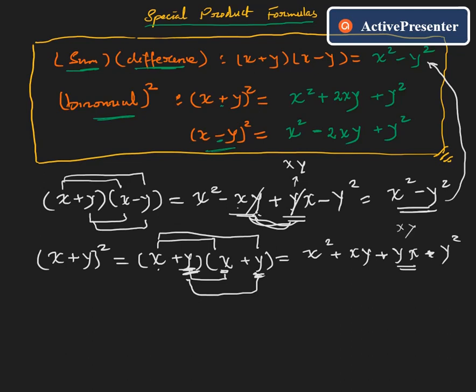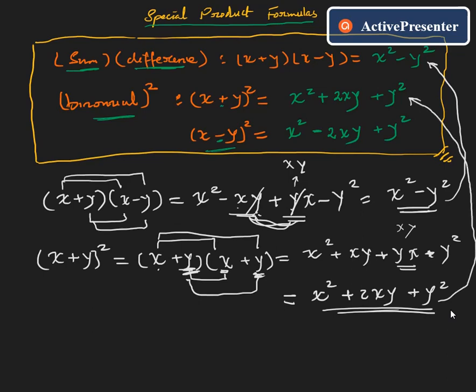This yx can be written as xy. Yx or xy is the same. Like you say 3 multiplied in 2 is 2 multiplied in 3. Okay, you remember this property of the real numbers. What is it called? It is called the commutative property. The commutative property, x multiplied in y equals y multiplied in x. So completing our answer, this is equal to x squared, xy plus yx is plus 2xy, and y squared will remain the same. So now we are having our second special product formula, which is this one.